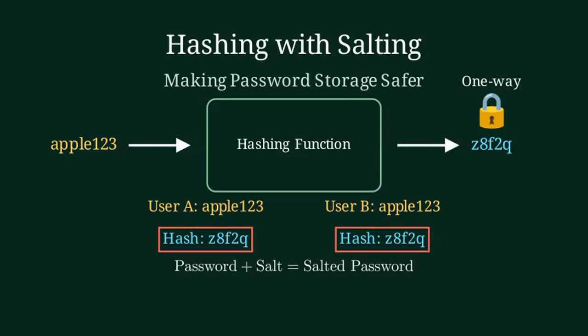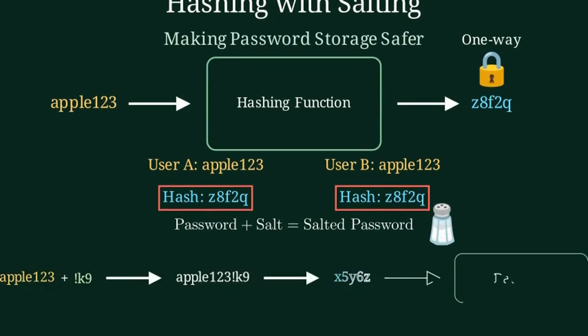A salt is a random, unique string added to the password before hashing. The idea is password plus salt gives a salted password. Here is the full process. You type a password. The computer generates a random salt. It combines them, hashes the result, and stores the salt and hash in the database.